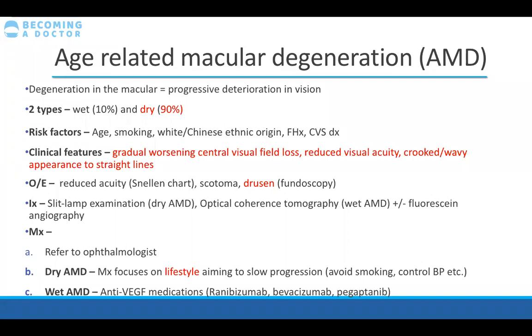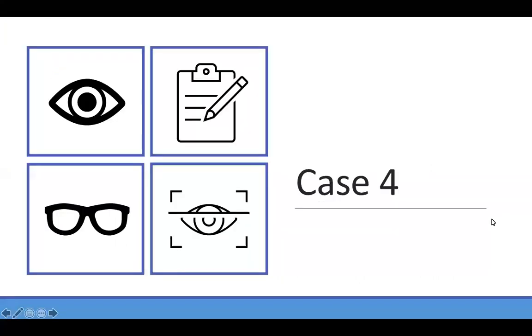If it's wet AMD, you can try anti-VEGF medications. And why anti-VEGF works in wet AMD and not dry is because vascular endothelial growth factors play a role in developing wet AMD. So if you use something that works against it, it's going to try and stop it. And I've given some examples of that. But if you just know the dry ones, those are the more common ones.